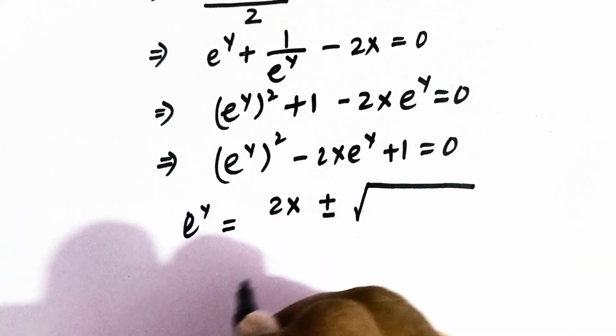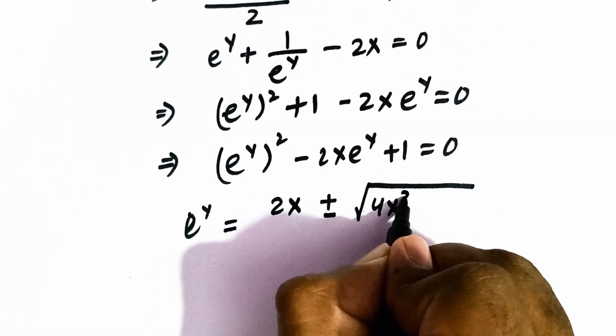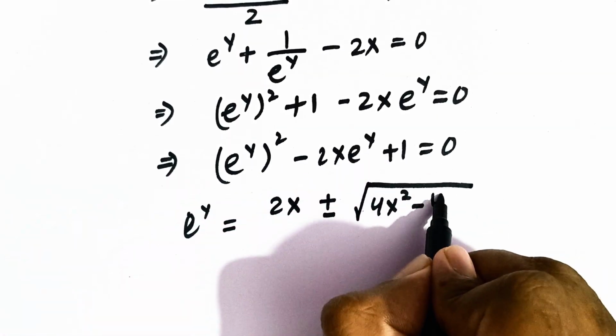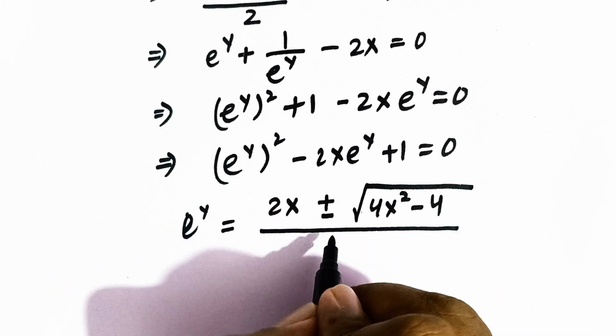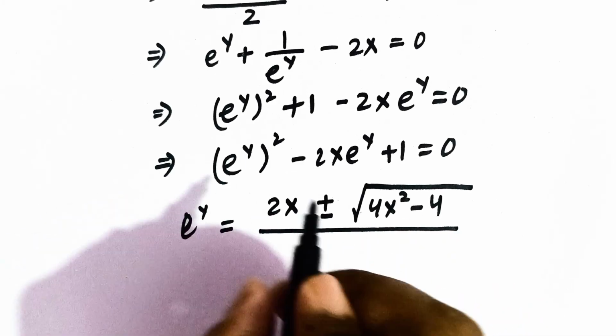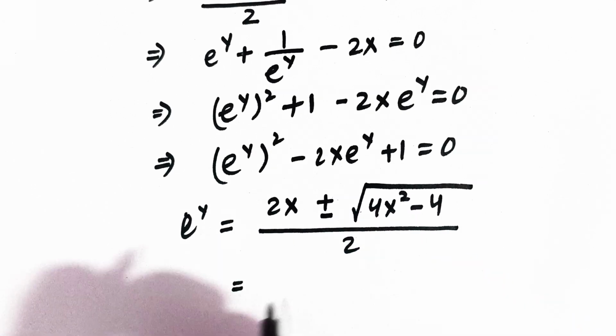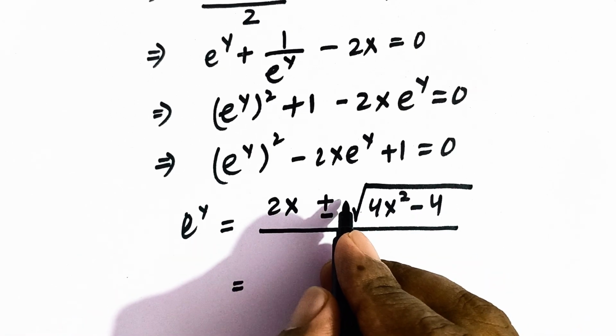In the square root we have b squared minus 4ac. b squared is 4x squared, minus 4 times a, which is 1, times c, which is 1, so it is minus 4. And the denominator is 2a, 2 times 1, which is 2. Similarly, we can take this 4 outside the square root, which means it becomes 2.